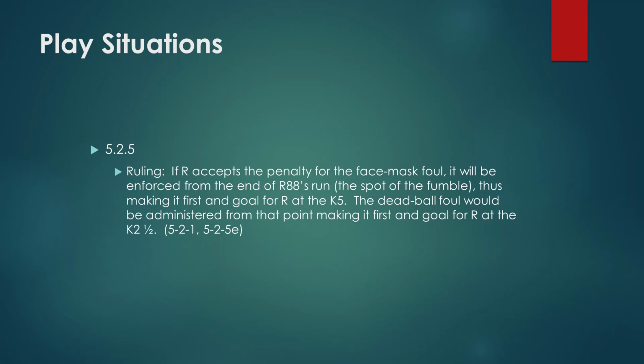So don't forget that the offended team always has the choice to decline and take the result of the play if that's more beneficial. So don't get in too much of a hurry to accept a penalty when it may be more advantageous for the team to decline the live ball penalty and then accept the dead ball, thus making it first and goal for R at the K2.5 in this case.